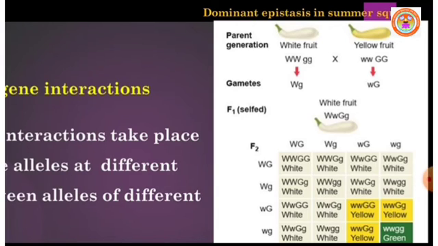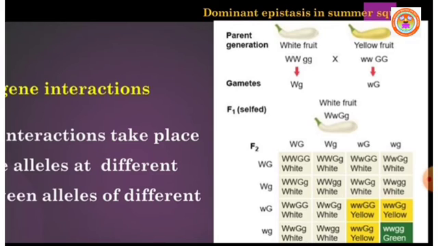When the F1 generations are self-fertilized, they produce 4 different types of gametes: capital W capital G, capital W small g, small w capital G, small w small g. Keep remember, the epistatic gene is capital W. If one capital W is there, the fruit color will always be white because it masks the effect of yellow color as well as the green color of the fruit.